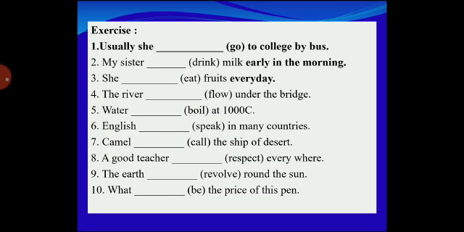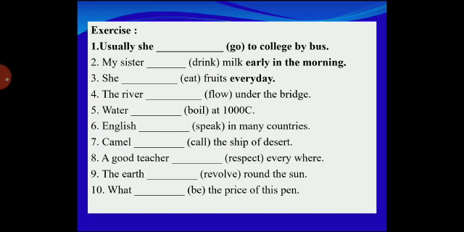River is treated as it. And here, general truth: water dash boil at 100 Celsius. So here, water boils at 100 Celsius. English dash speak in many countries. Very rare sentences like this will be given to confuse you, so please don't be confused. These sentences can be said in positive structure. For example, you cannot say English speaks in many countries. It can be said English is spoken in many countries.